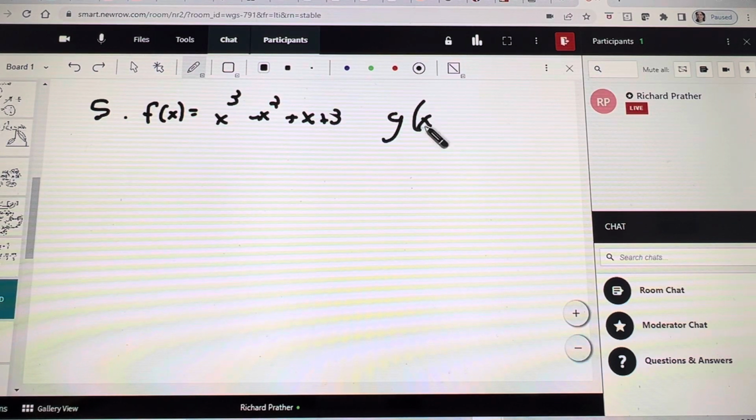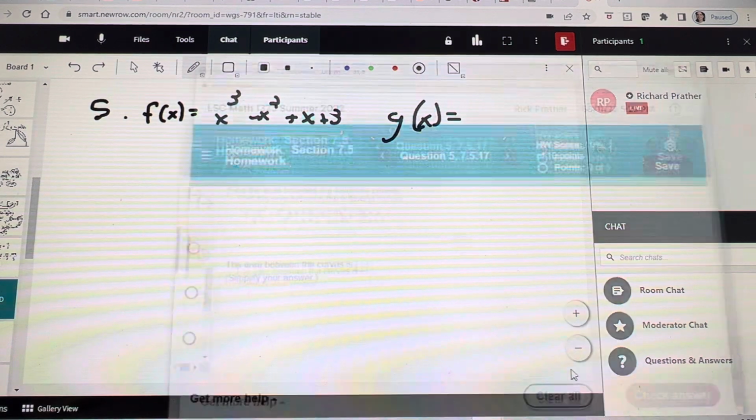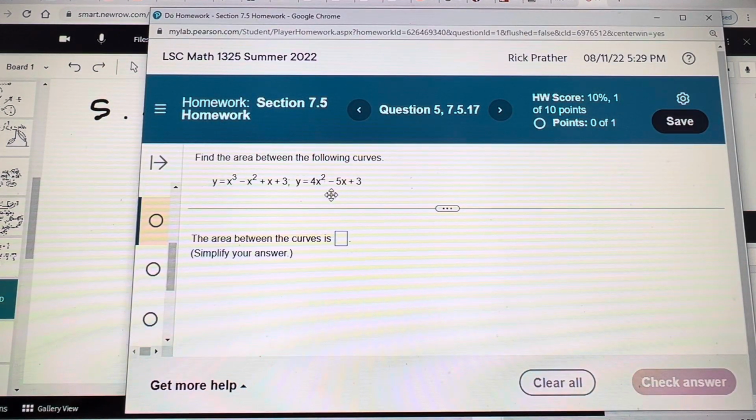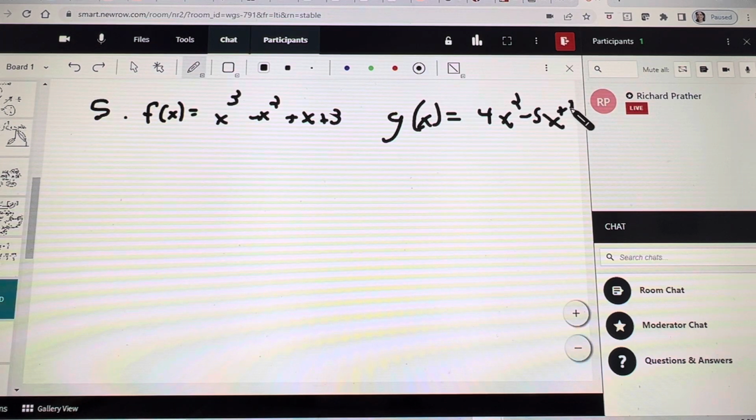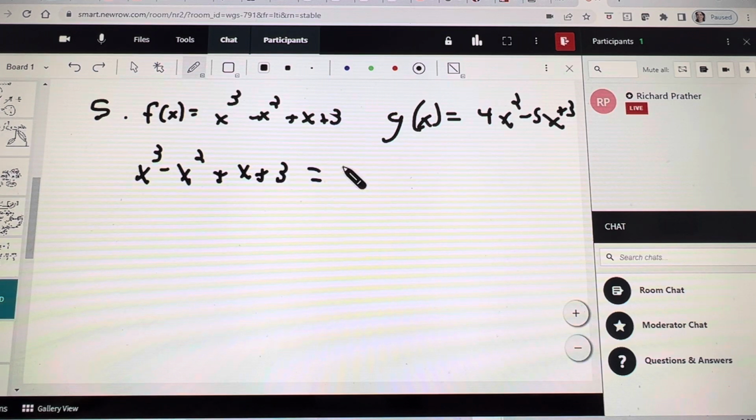G of x is 4x squared minus 5x plus 3. So when do these things cross each other? They cross each other when they're equal to each other. So you set these equal to each other. And conveniently, the 3's could cancel out if you subtract 3 from each side.